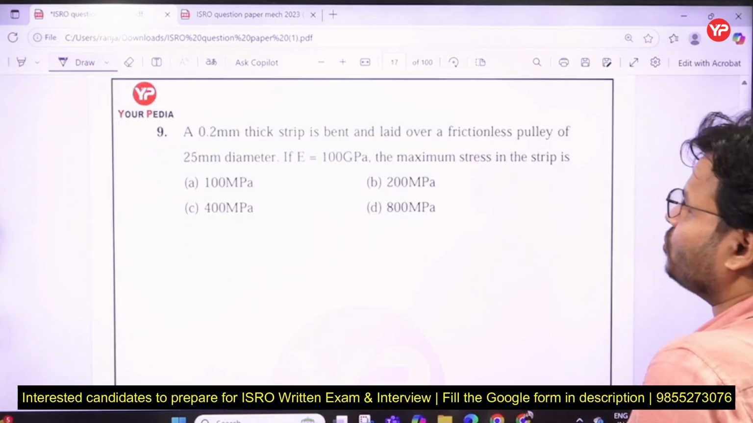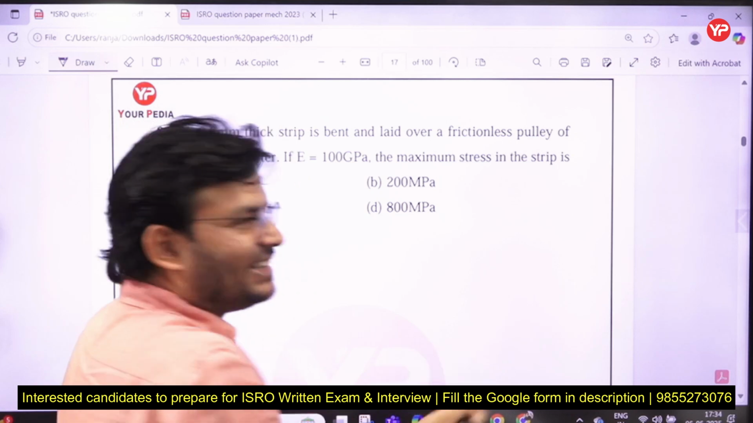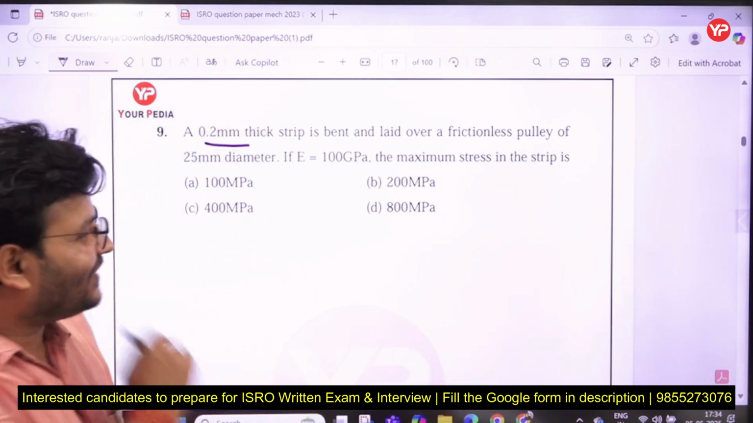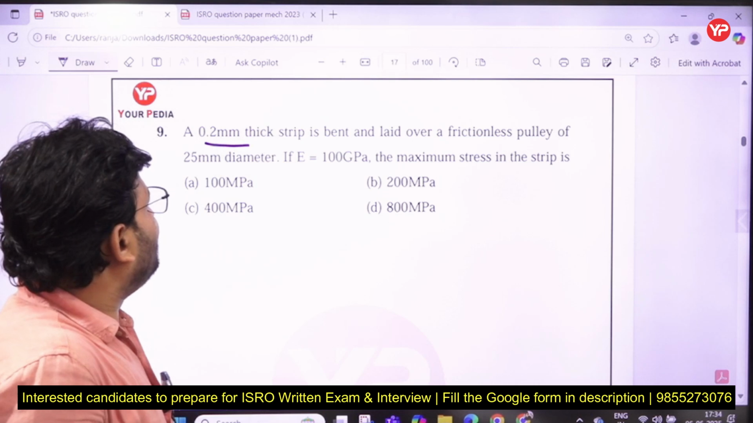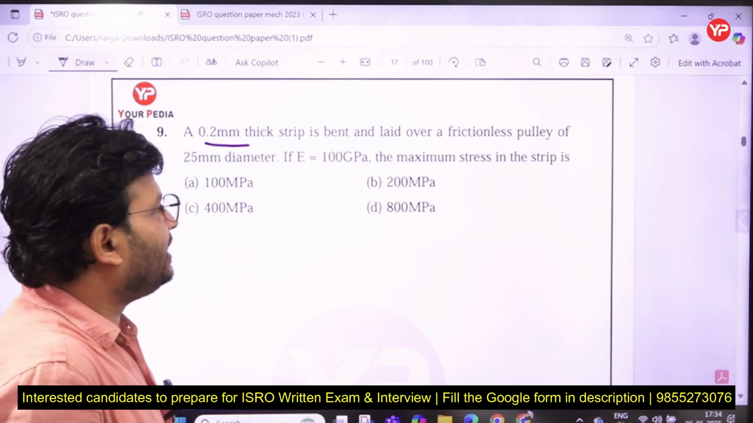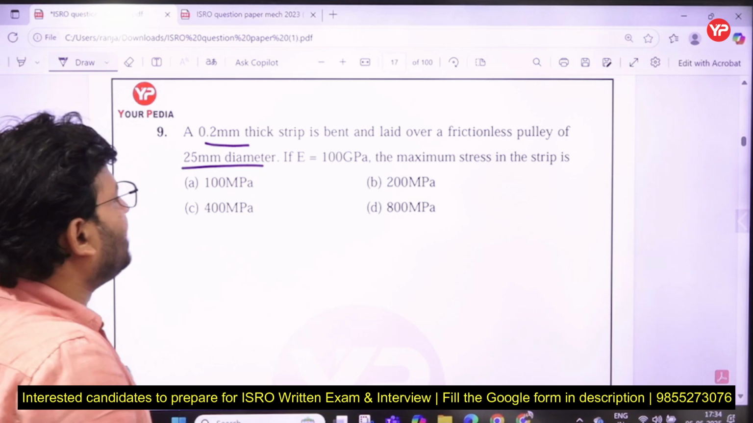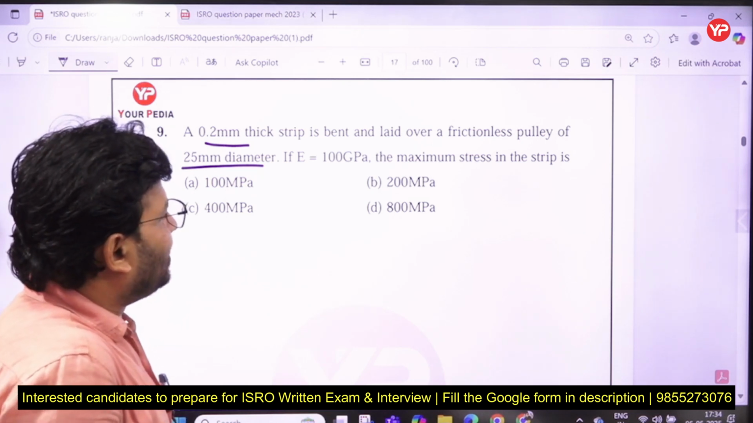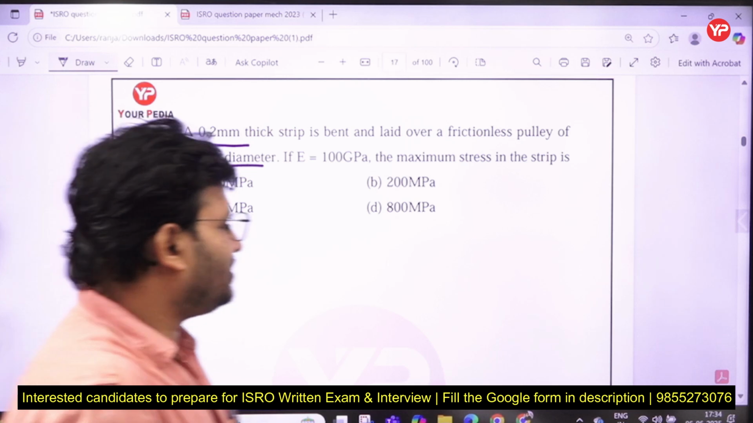Yeah, that is the next question. A 0.2 mm, okay, that is a GATE question, that type of question has been asked. A 0.2 mm thick strip is bent and laid over a frictionless pulley of 25 mm diameter. If E is 100 gigapascal, find the maximum stress in the strip, and these all are given. My dear friends, easy question.